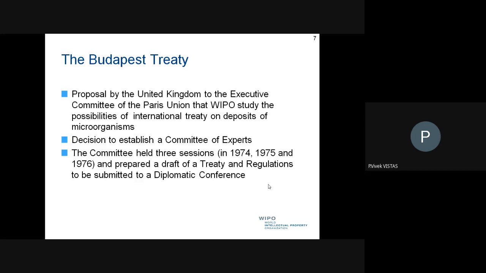So next we can move on to the Budapest Treaty. It is a proposal by the United Kingdom to the Executive Committee of the Paris Union to study the possibility of an international treaty on the deposit of microorganisms. BIRPI is nothing but the World Intellectual Property Organization.